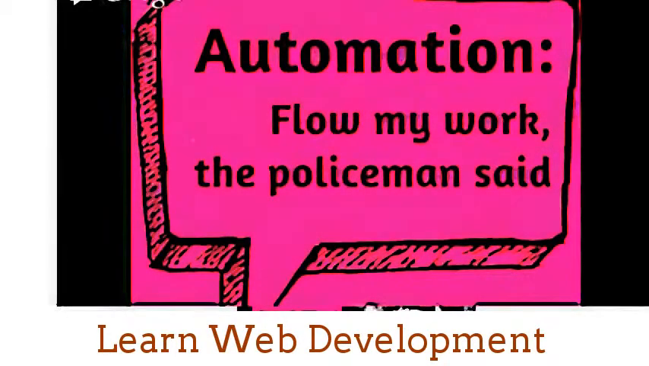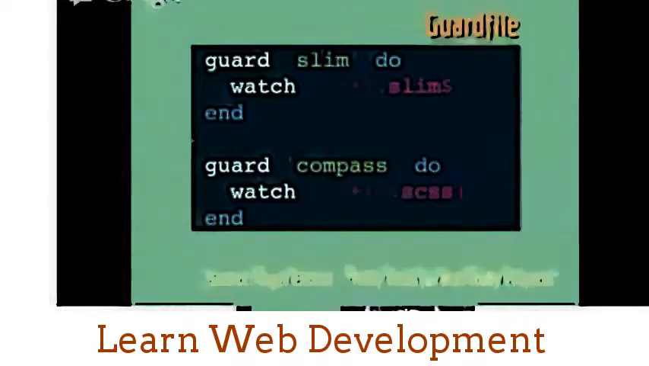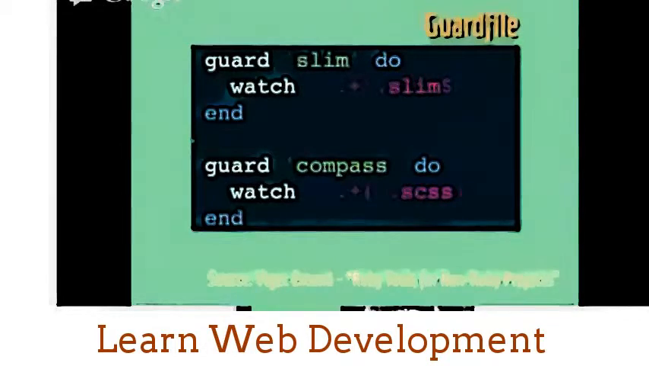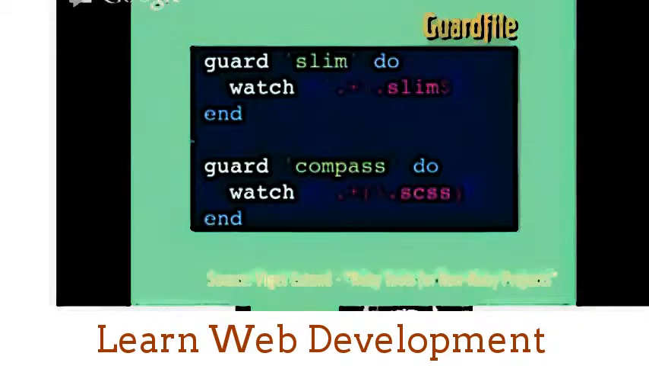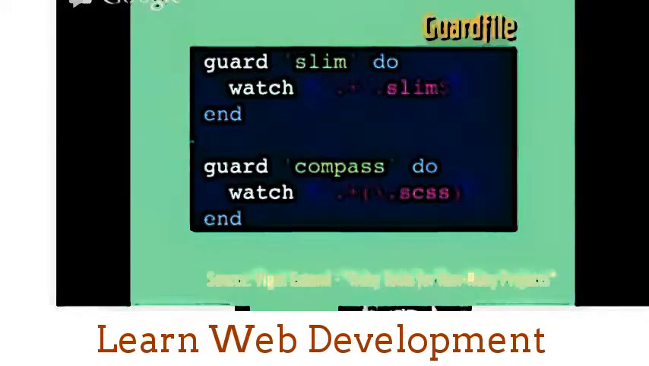So a good way to do that with Ruby is with a gem called Guard. Guard is just a file system watcher. So it's super simple. I start out by setting up my Guardfile in the root of my project. And so I'll say guard slim, so watch all my files with the .slim extension, guard compass, watch all the files with the .scss extension, and then run those commands to go ahead and compile those files anytime we see one of them change on the file system.